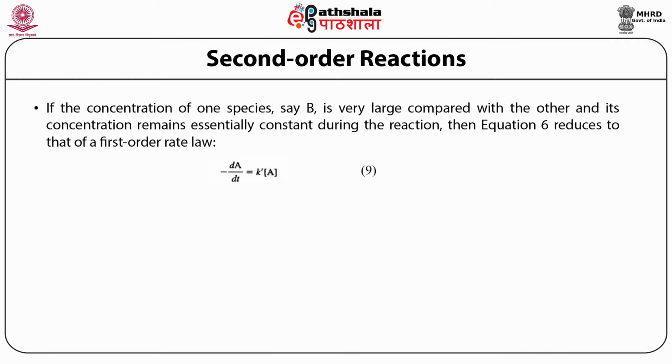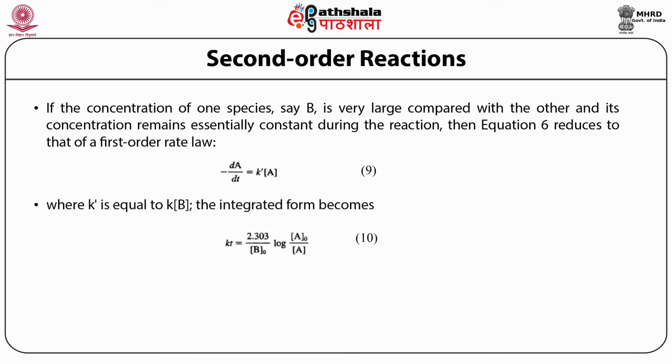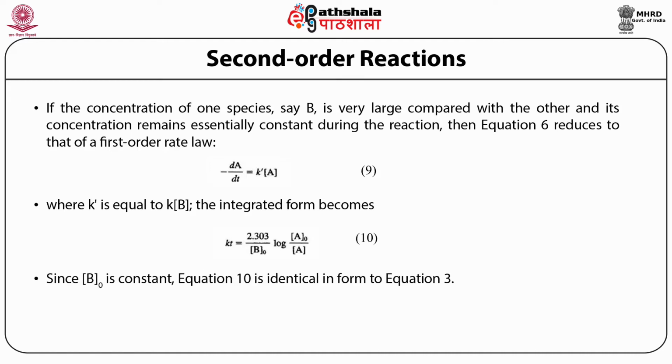If the concentration of one species, say B, is very large compared with the other and its concentration remains essentially constant during the reaction, then the equation reduces to that of a first order rate law, where K prime is equal to K times the B concentration, and the integrated form becomes the given equation. Since the B naught concentration is constant, the equation is identical in form to the equation previously discussed, and this is known as a pseudo first order reaction.